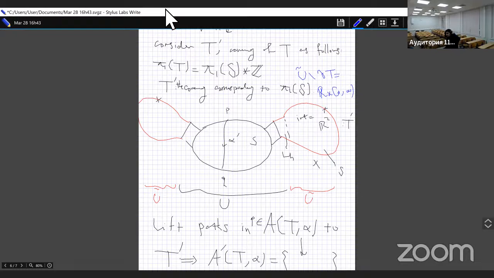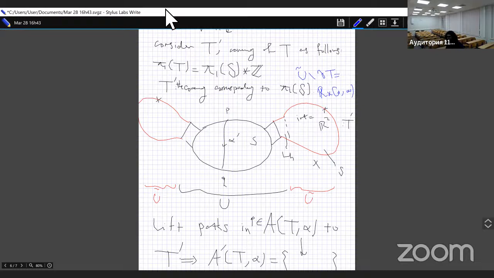I guess the point is that we can deform these red parts to U. I mean, I said I can deform the red parts to U. Okay, yes, this is what I just said. Yeah, that's okay.